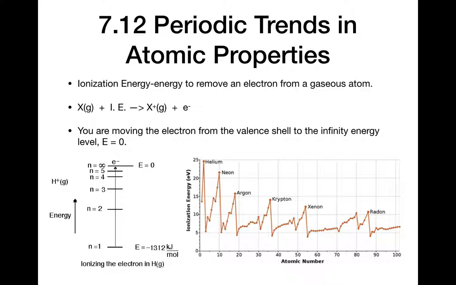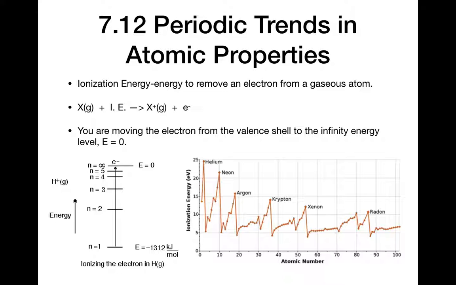Let's start with the first periodic trend, being ionization energy. That's the energy to remove an electron from a gaseous atom. So in other words, if you start with atom X and you put in the ionization energy, you'll get the ion X plus 1 and the electron will be removed. So effectively what you're doing is you're moving the electron from its valence shell to the infinity energy level, E infinity, where E is equal to 0. Remember, the energies are negative when they're in the energy levels and 0 when the electron is out of the atom. And this is measuring the potential energy. That's what we're measuring here.